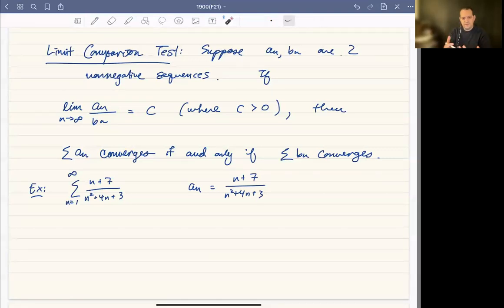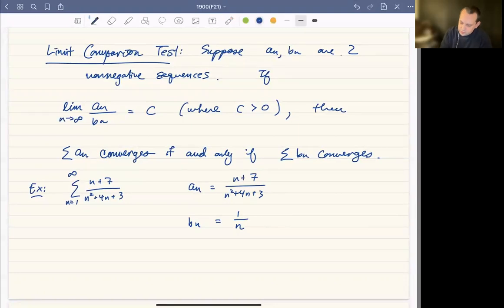Hopefully I've primed you enough that you know that when n is a trillion, all that matters is the dominant terms. This is basically n over n squared. So we're going to compare this to n over n squared, or 1 over n, to make it even simpler. So our a sub n is the original value in the sum, n plus 7 over n squared plus 4n plus 3. And our b sub n, the thing that we compare it to, is 1 over n, because those are basically the dominant terms in the numerator and denominator of a sub n.